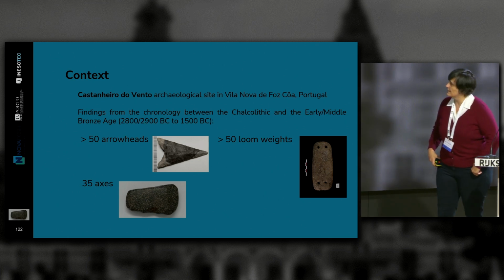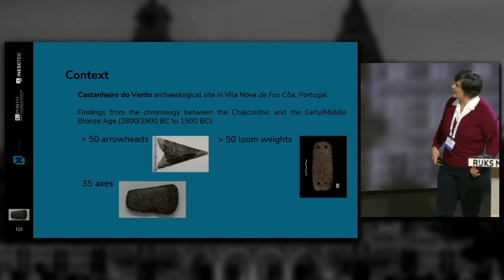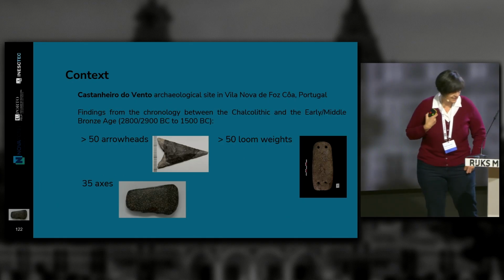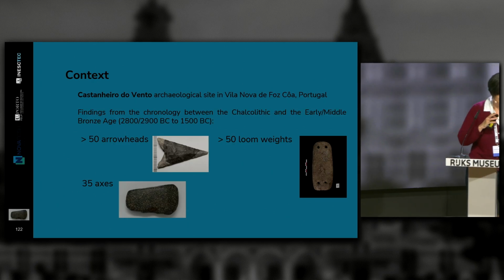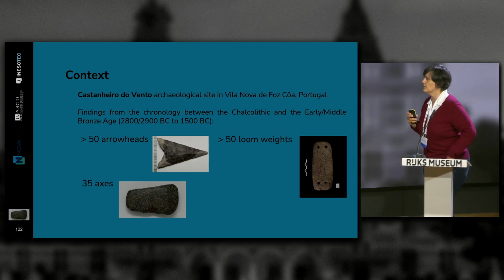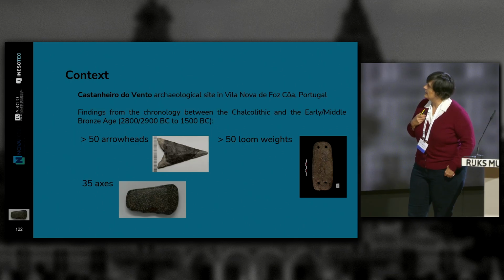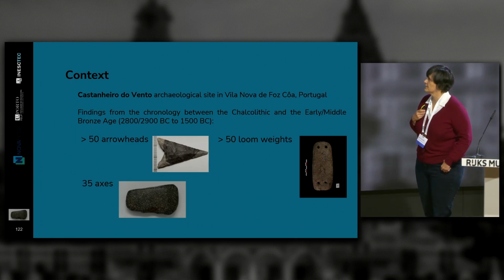João has been digging the site called Castanheiro do Vento in Foscoa, which is a place in northeast Portugal, very near Spain. And he has been digging it for the last 25 years.